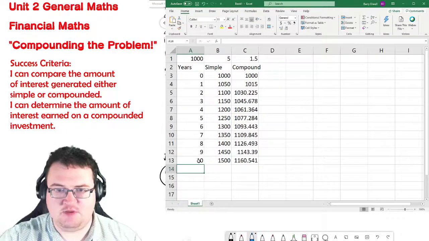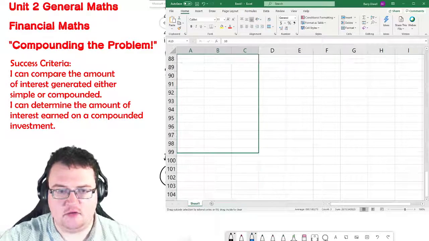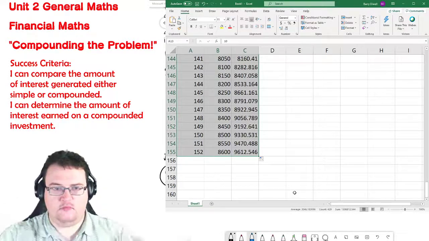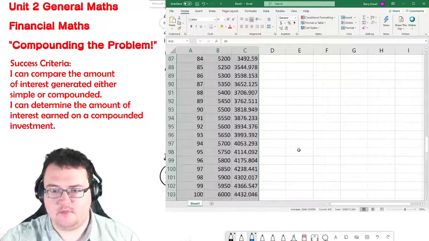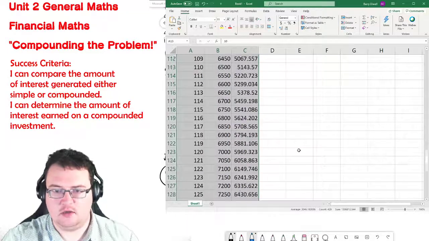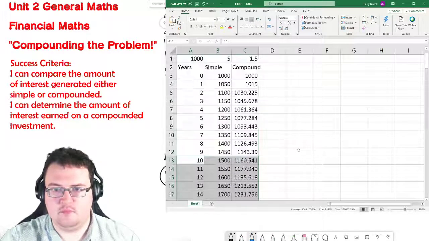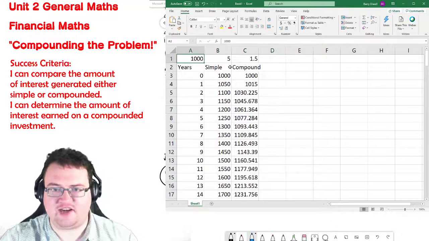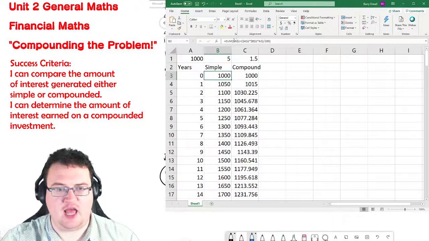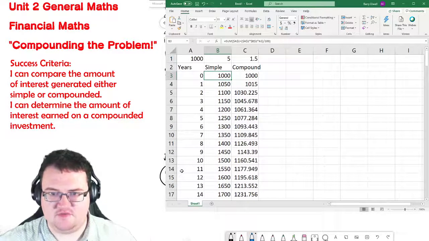And the best part is because of the way this works, I can go here and then I can drag it and it will just update everything for me. So I have the compound interest and simple interest worked out for 152 years. No extra effort on my behalf. A little bit of extra setup compared to your CAS, in that you have to use the absolute values, but it will allow you to generate the tables of values much, much quicker.